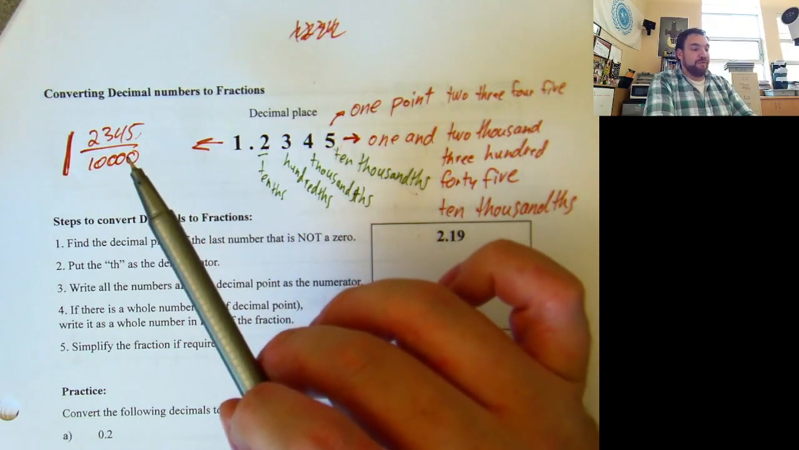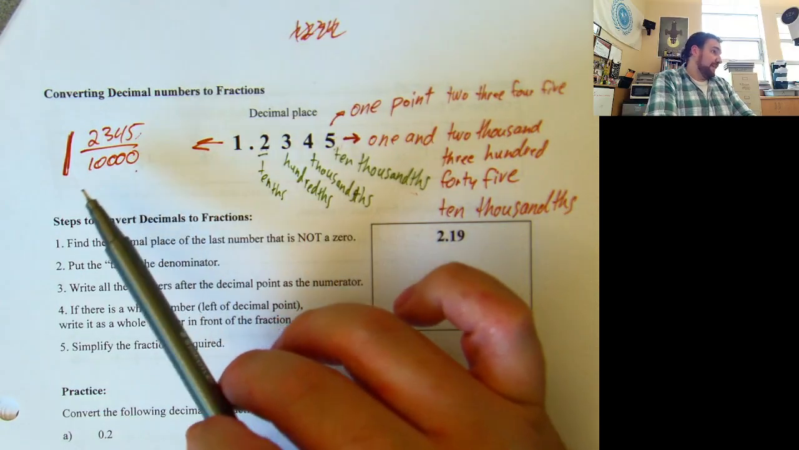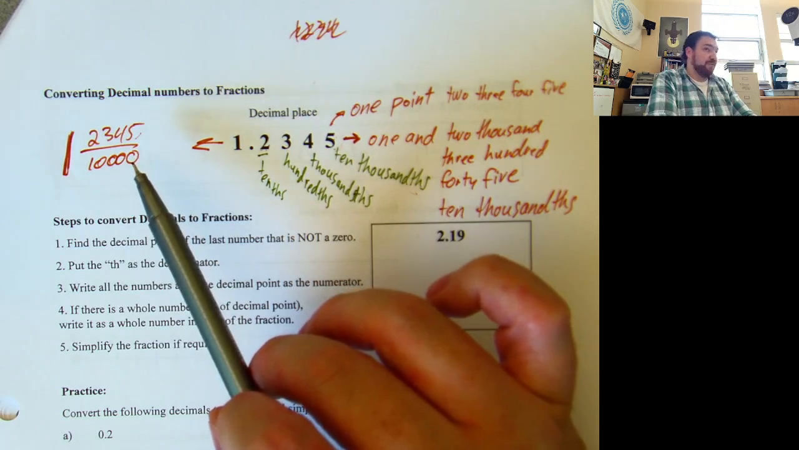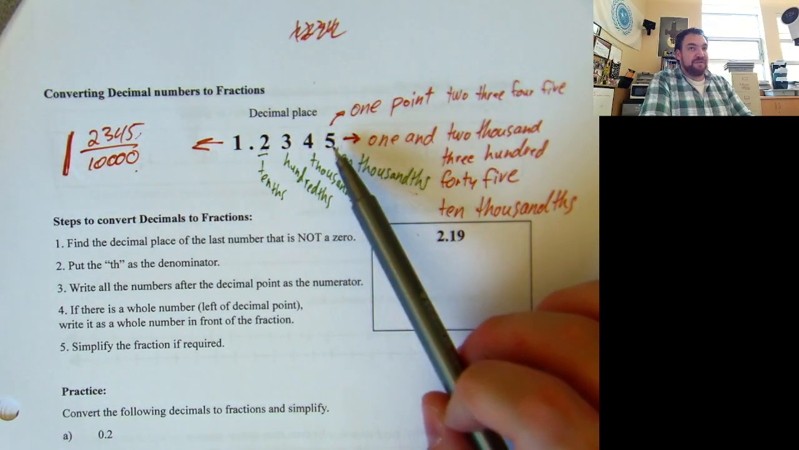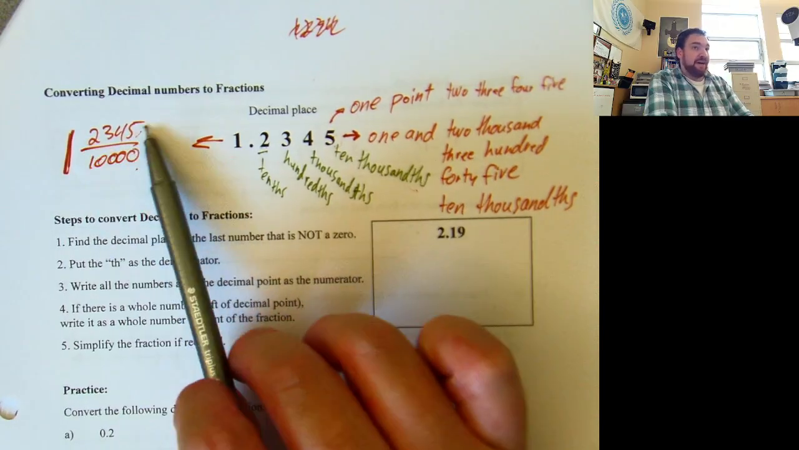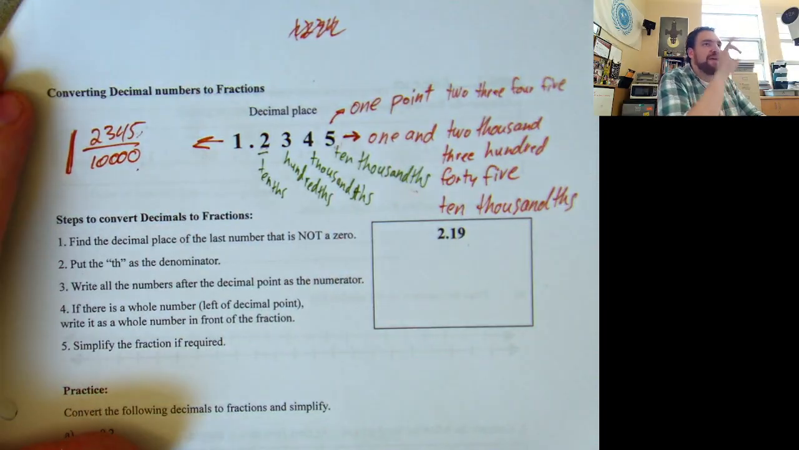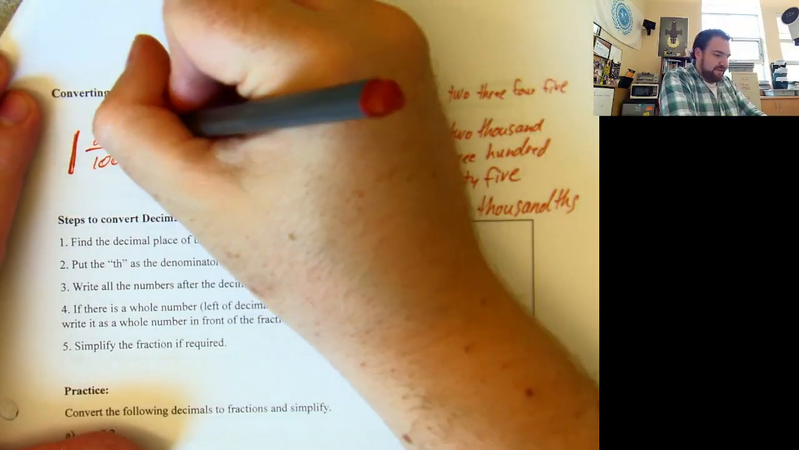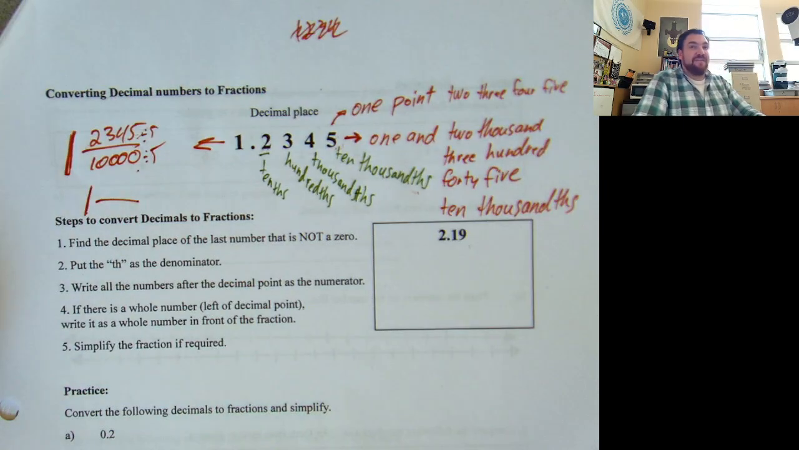And then the divisibility rule for 9 is the same as 3, but it has to add to a multiple of 9. So 2 and 3 is 5, and 4 is 9, and 5 is 14. So this number is not divisible by 9. So let's divide both by 5. Divide by 5, divide by 5. The denominator is easy. 10 divided by 5 is 2. So 10,000 divided by 5 is 2,000.